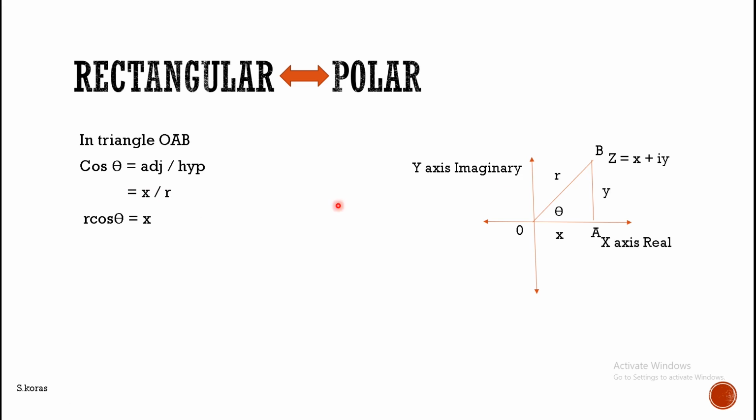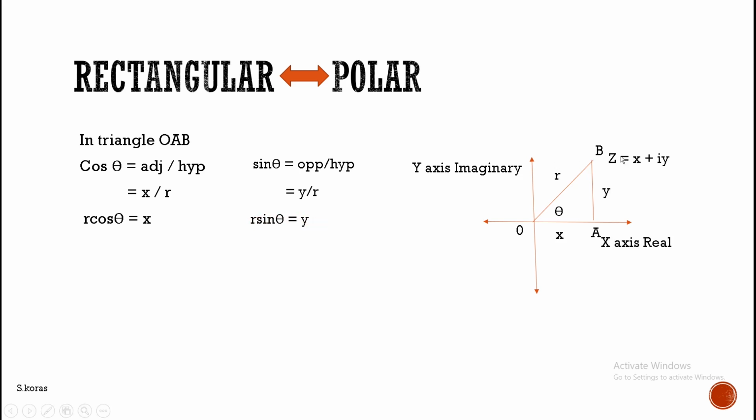Similarly, let us try to find the value of y. How to find it? This y is our opposite side. Already we know the hypotenuse value. Apply the formula which is linking opposite side with the hypotenuse. That is sin theta. Sin theta is equal to opposite by hypotenuse, that is equal to y by r. If r goes that side, your y value will be equal to r into sin theta.